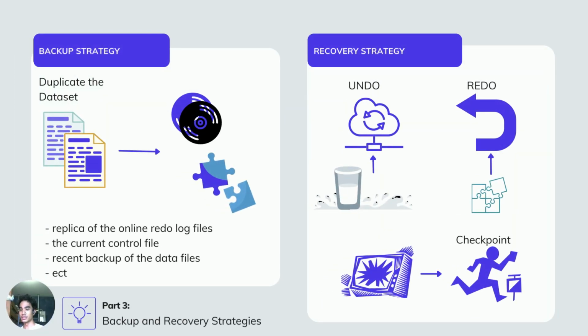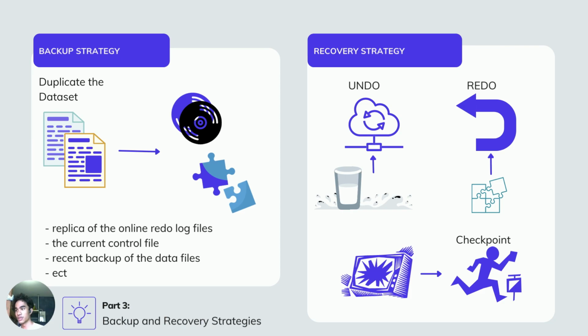Now, we are going to talk about backup and recovery strategies. For backup strategies, we are going to duplicate the dataset. The redundancy set includes a replica of the online redo log files, the current control file, and the most recent backup of data files, among other things.